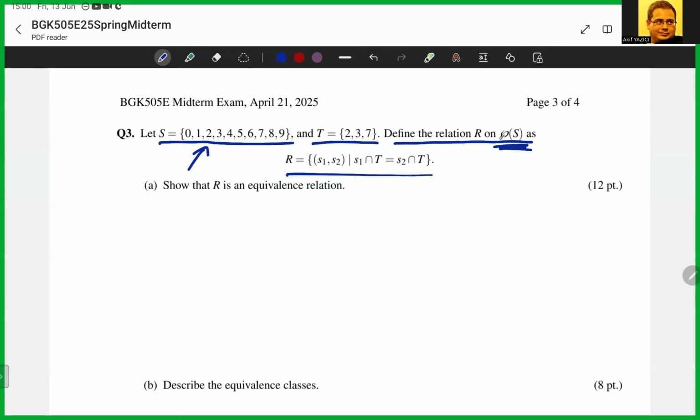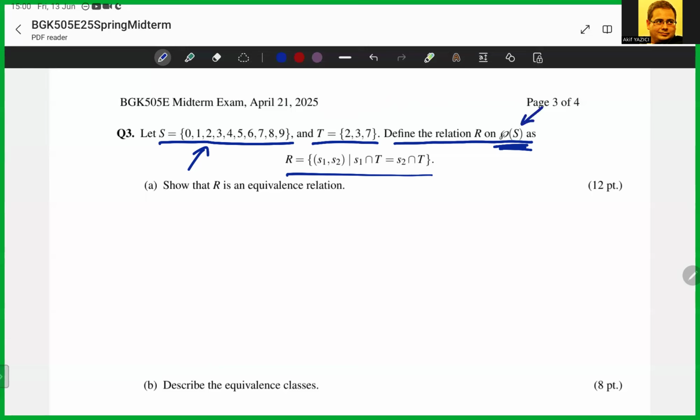So I'm going to look at the definition later on, but let's first make sure we understand the structure of this relation. Now, this relation R is not on S. So the ordered pairs are not going to be like, for instance, 2, 7, or 0, 9, or 1, 5. So these are not going to be the ordered pairs we will come across in the relation R.